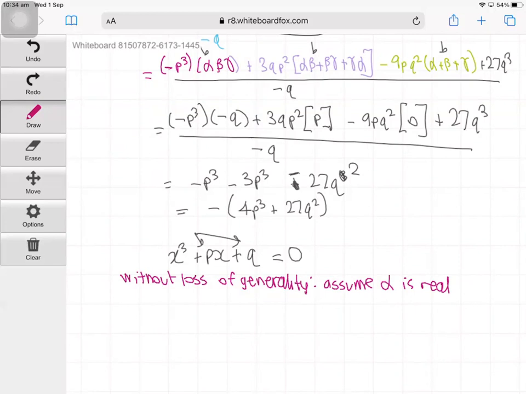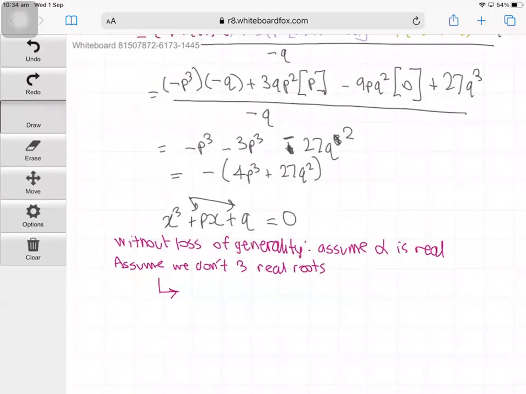Okay, but now we'll do a proof by contradiction where we assume we don't have 3 distinct real roots. First, we won't worry about the distinct condition for now. We'll just assume we don't have 3 real roots at all. Now, by the complex conjugate root theorem, the non-real roots must come in conjugate pairs. So beta and gamma are conjugates, assuming we don't have 3 real roots. So beta and gamma are both non-real complex numbers.